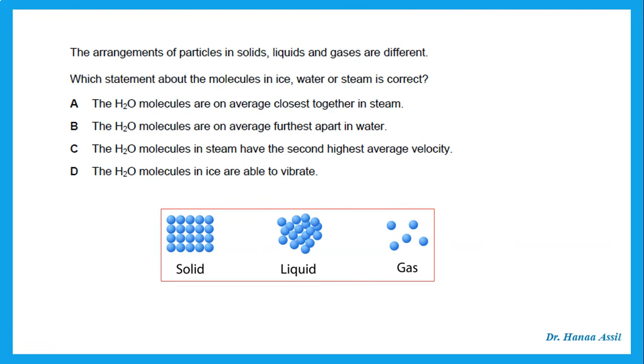The water molecules in steam have the second highest average velocity. We said which of these moves faster? Velocity means movement. Which one moves faster? Remember, the molecules of a gas are the fastest, so they're not the second highest, they're actually the highest velocity. The water molecules in ice are able to vibrate? Yes, because ice is the solid form, and we said molecules in solids vibrate.